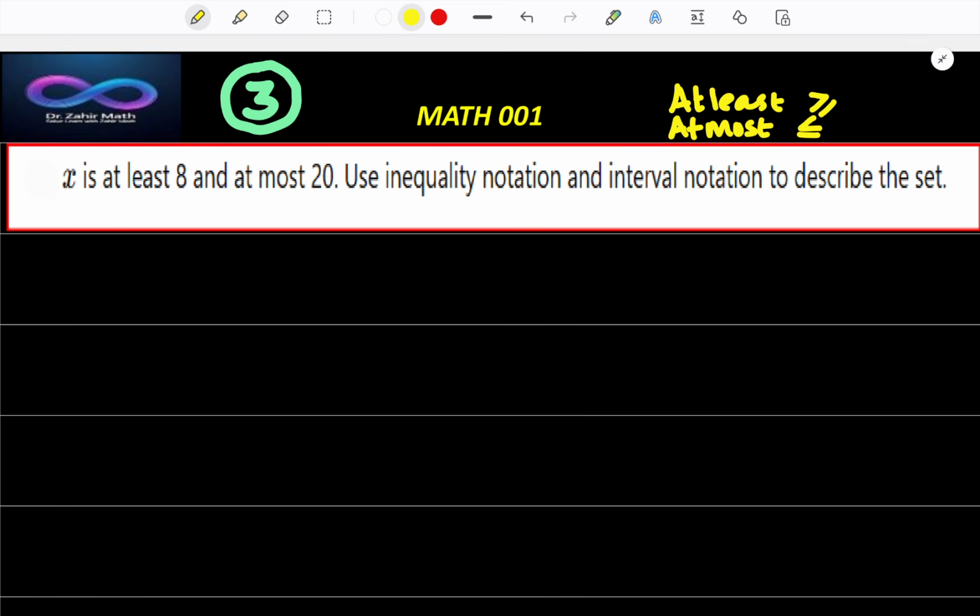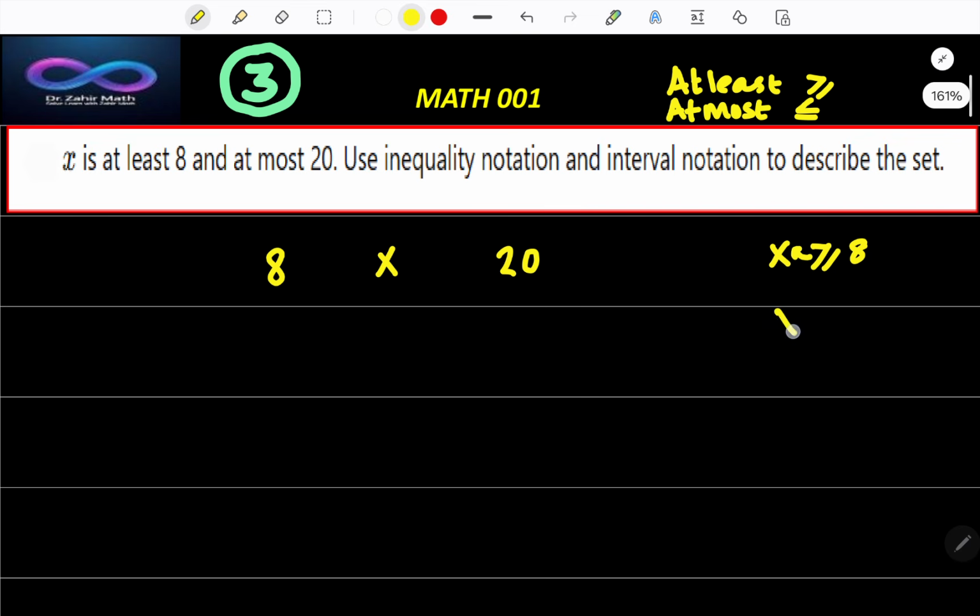I told you in the class, put the smaller number on the left hand side and the bigger number on the right hand side. So put x in the middle. x is at least 8. So x is at least 8 means the mouth open should be towards x because more than. And the next is what? At most 20 means x is less than or equal to 20. So the mouth is open on the 20 side.